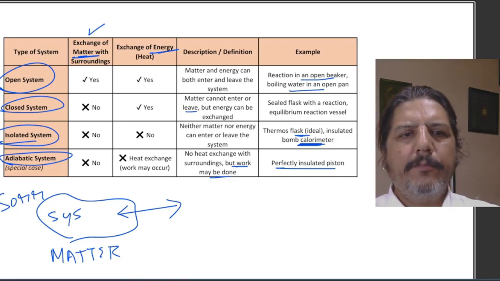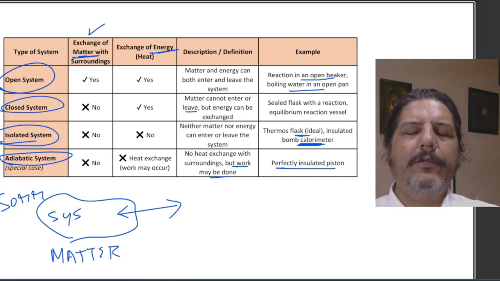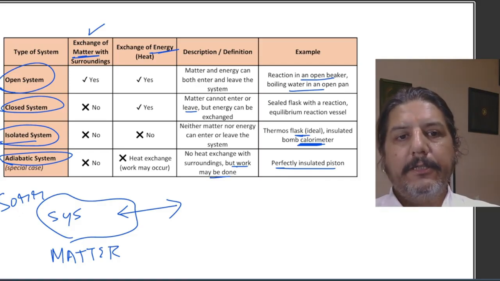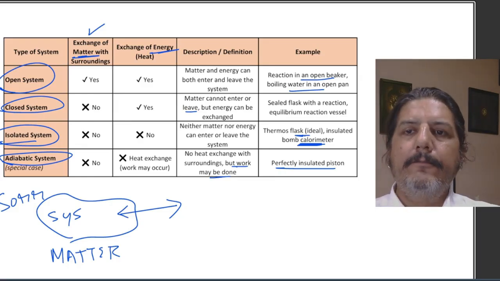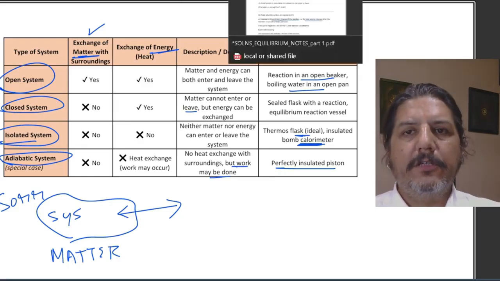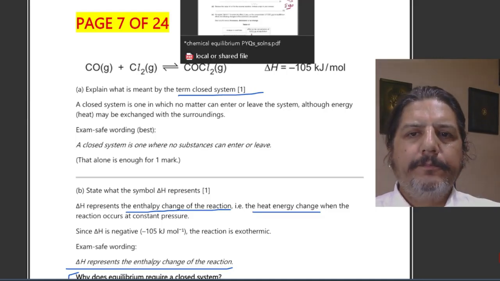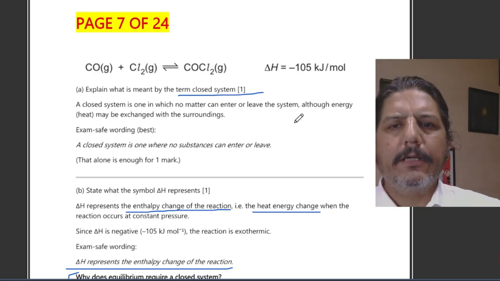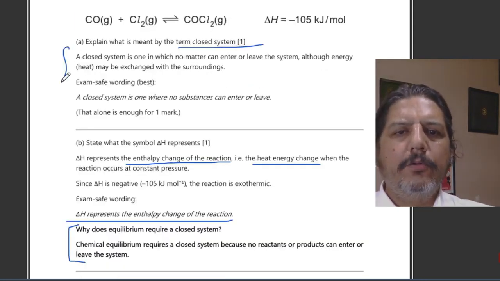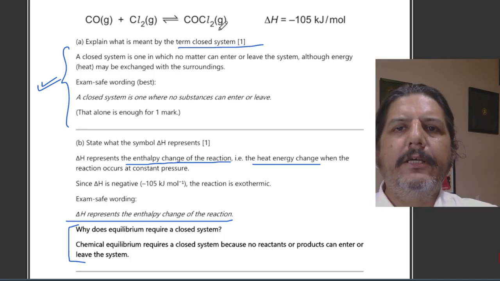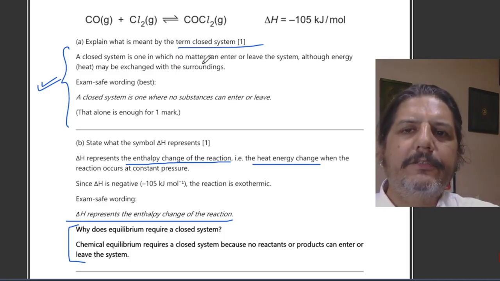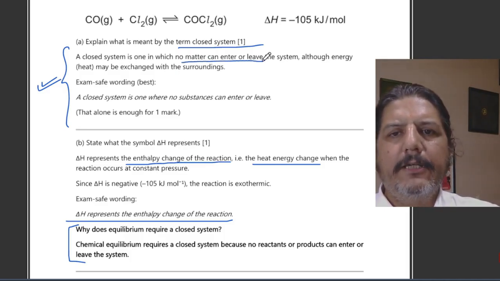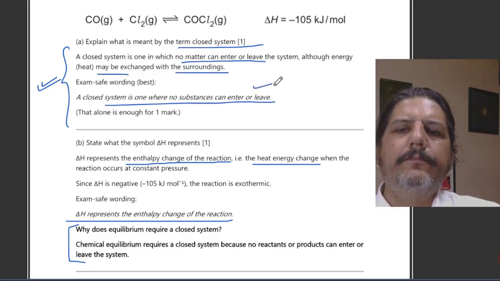But for us, the important thing is that whenever we are discussing equilibrium reactions, reversible reactions, the important condition is that they can only take part in a closed system. Matter can't be exchanged with the surroundings. So the first question which was asked is what is meant by a closed system. I have discussed it in detail, but these are the notes which I have prepared, which would be there in PDF form in the description section. A closed system is one in which no matter can enter or leave, although energy, heat can be exchanged with the surroundings. A closed system is one where no substances can enter or leave.